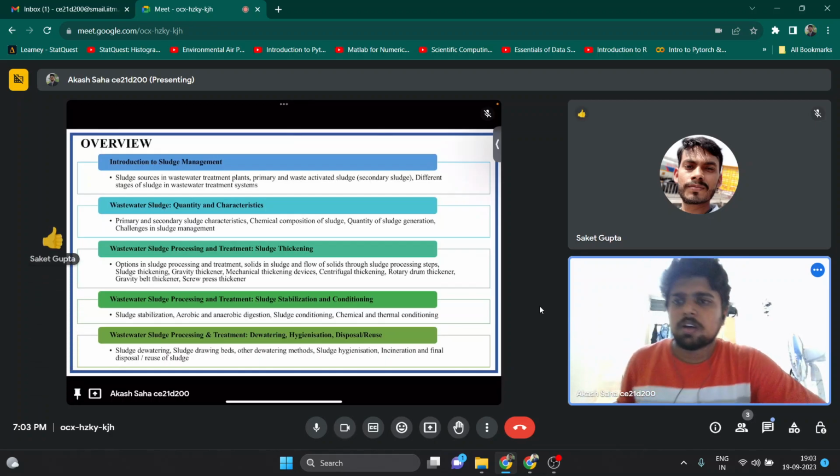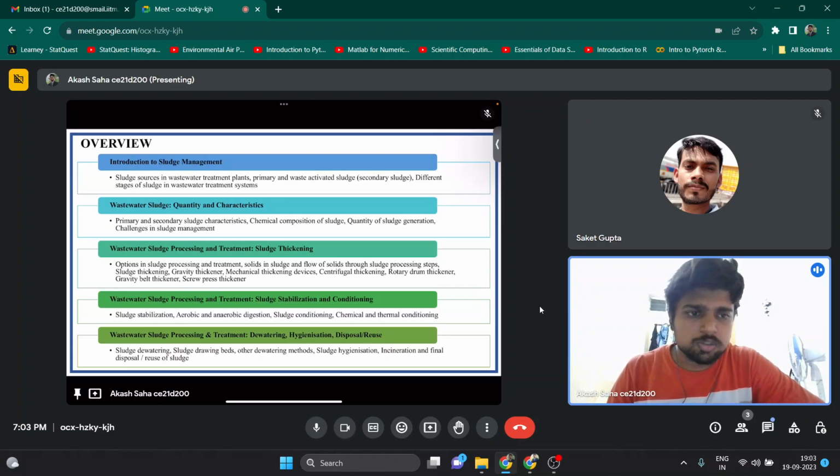Okay, so then we moved on to the quantity and the characteristics of the sludge, like the chemical composition and the challenges related to sludge management. And then we looked into various sludge processing and treatment techniques, starting from the sludge thickening, sludge stabilization and conditioning, and then dewatering, hygienization, and disposal. So this was all the content related to the sludge management in week 8.